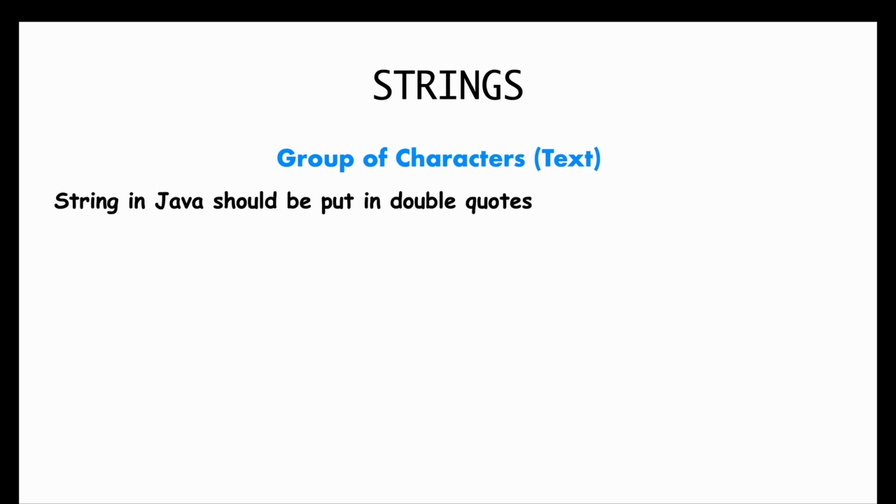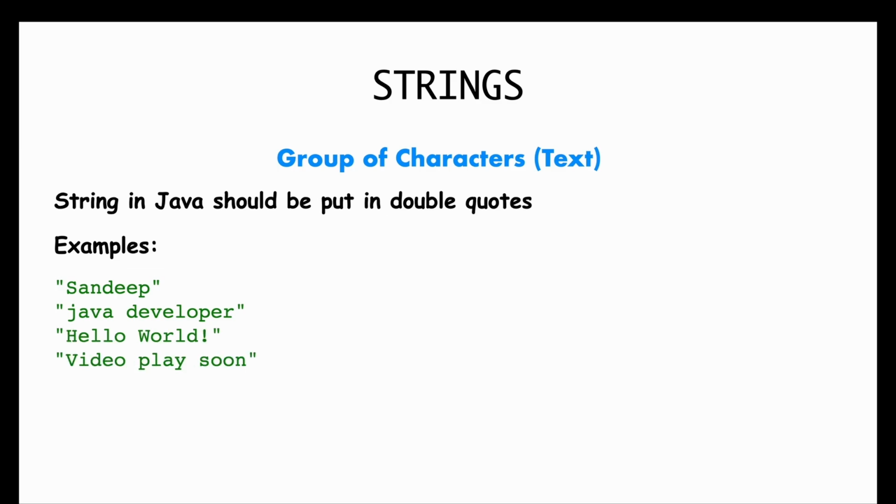A string in Java should be put in double quotes. So in order for you to define a string in Java, we need to write the text and surround it with double quotes. An example can be something like the text name Sandeep, which is a string when you define it between the two double quotes. In Java, you can also define multiple words separated by spaces. Then there is an example of hello world. Then there is an example of multiple words divided by multiple spaces. Then we have a single word called YouTube.